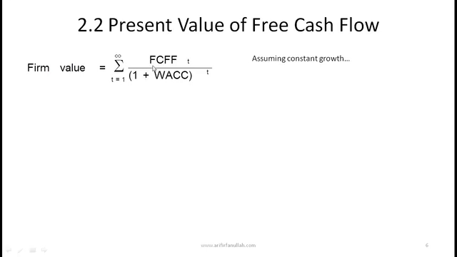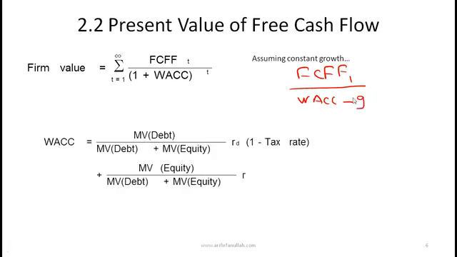So if you assume that the free cash flow is growing at a constant rate, then what does this formula become? Then the present value is simply free cash flow to firm at period 1 divided by WACC minus the growth rate. Okay, so that's the firm value assuming constant growth. That's simply the Gordon growth model applied to free cash flows.